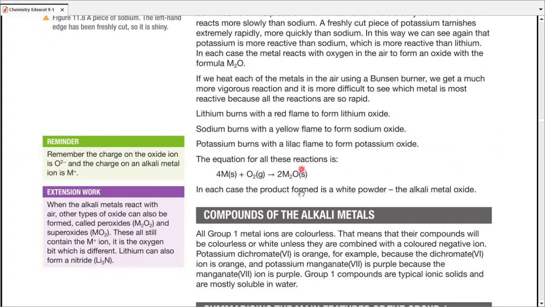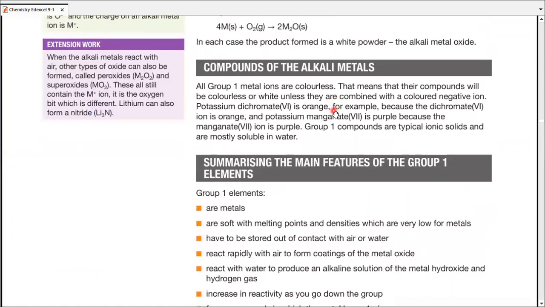However, they did not ask you to memorize this part. Usually they give you a hint as they go along, and that hint can work really great in getting your answers right. Now, group 1 metal ions are colorless, which means their compounds are going to be colorless or white.